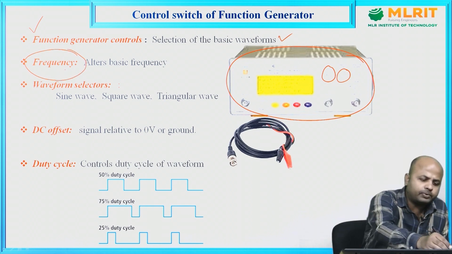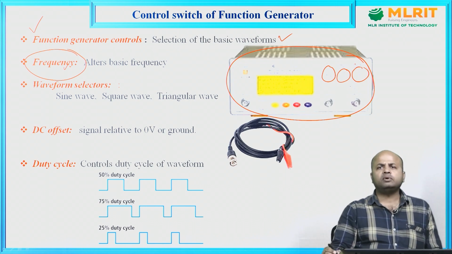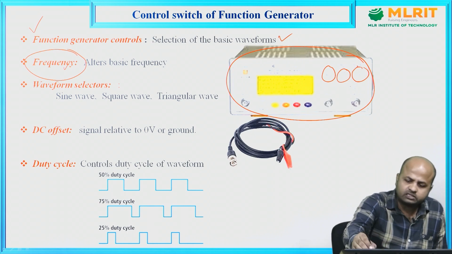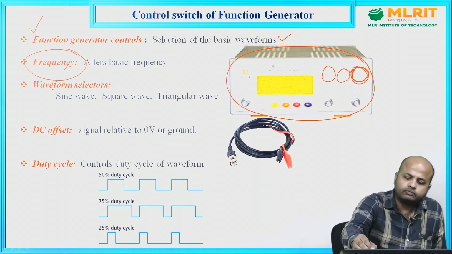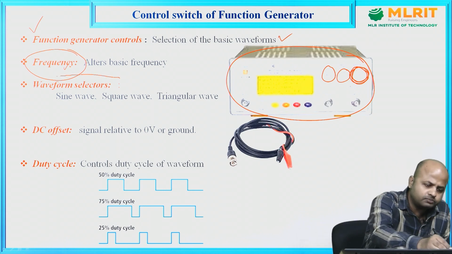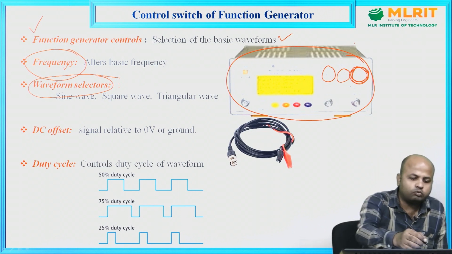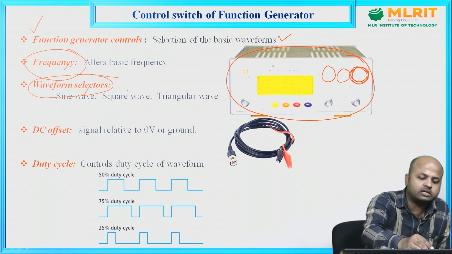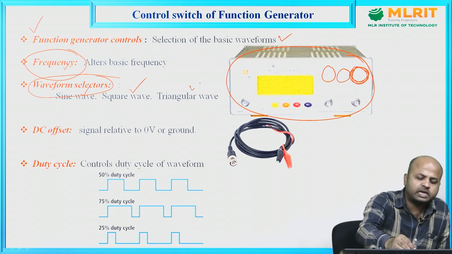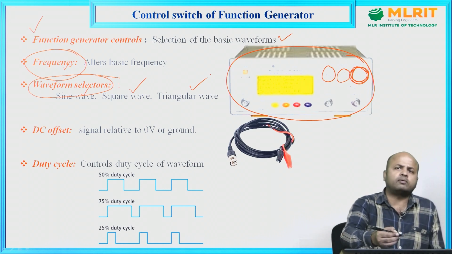Thereafter we can see the frequency selector switch. With the help of the frequency selector switch, we can vary the frequency of the signal. Suppose I want to generate 1 kilohertz, we can change the frequency of signal by the frequency switch. Then waveform selector switch. With its help, we can select sine wave, square wave, triangular wave, whatever we want to generate, according to our need.